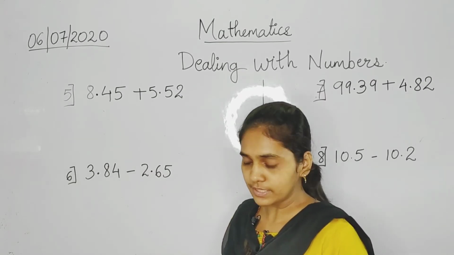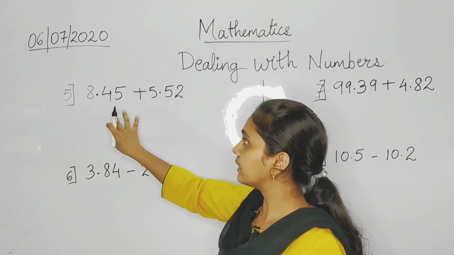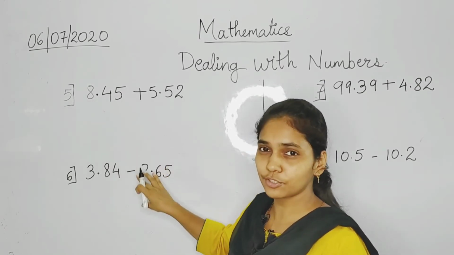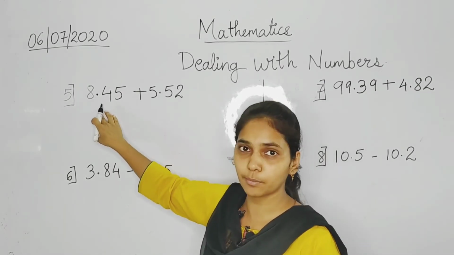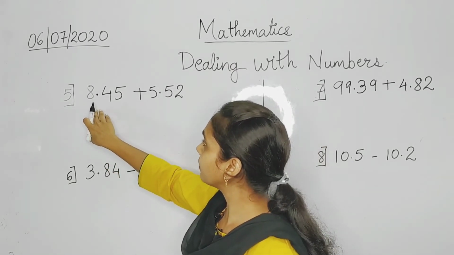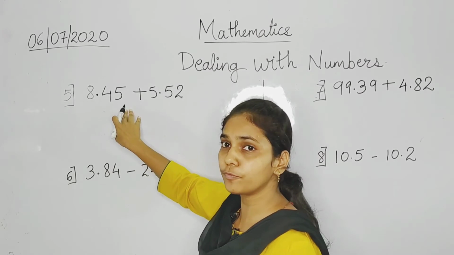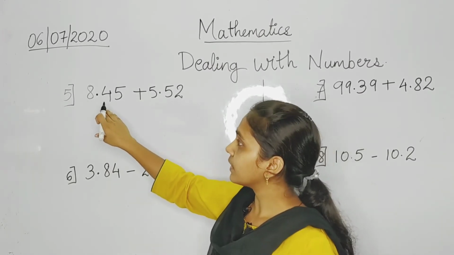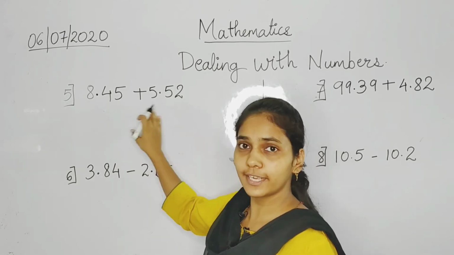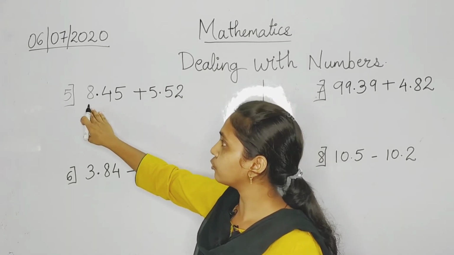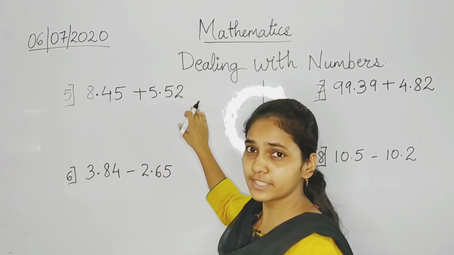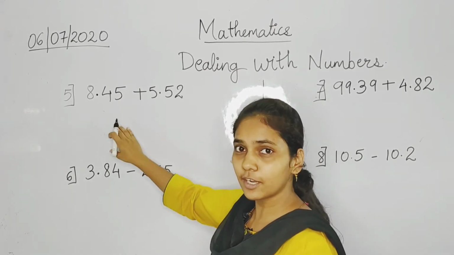Now next we will see how to calculate numbers with decimal points. Calculate the addition or subtraction, whatever it is, with the decimal numbers. Let us see this example. In this example, the first number is 8.45. We have studied how to round off numbers with decimal points, right? So in this also, we first round off the first number, then round off the second number, and then add accordingly.